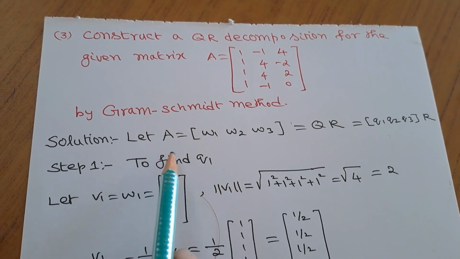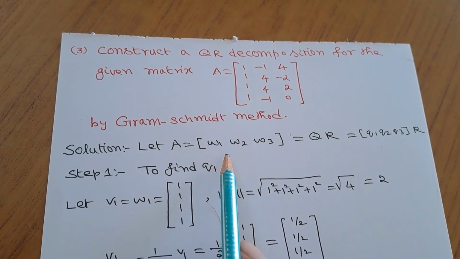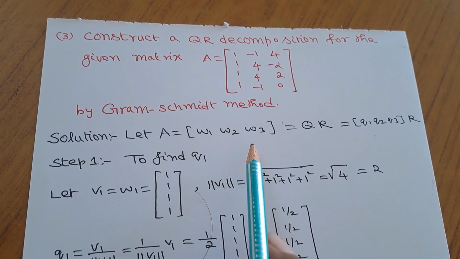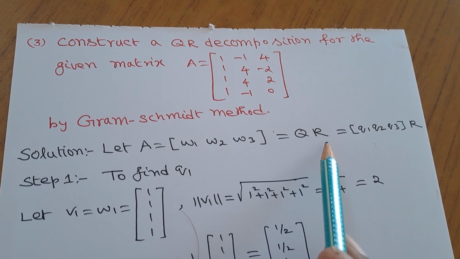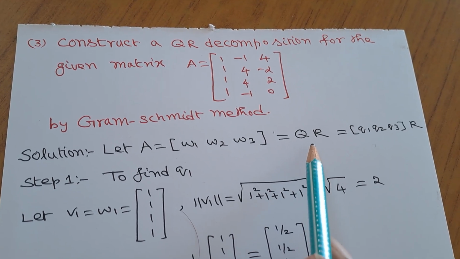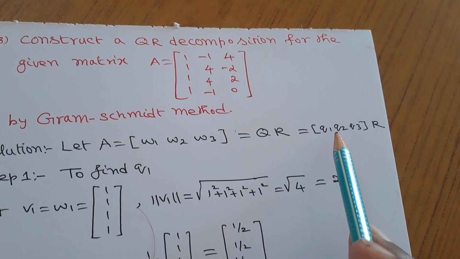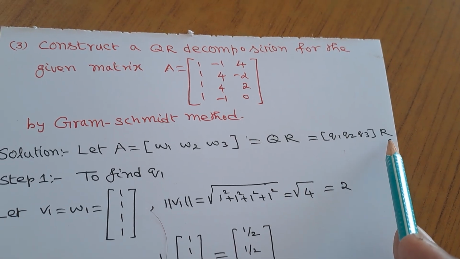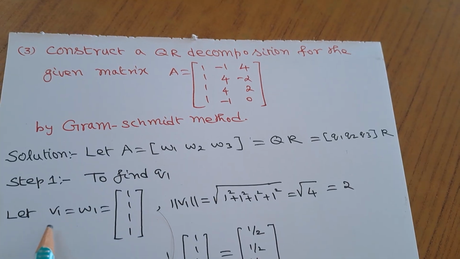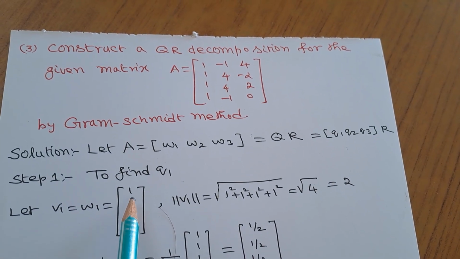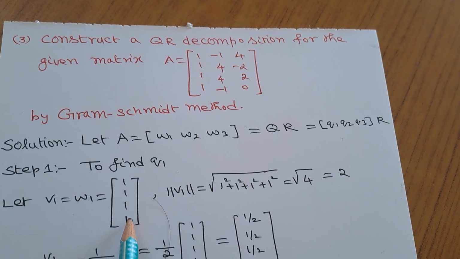Solution. Let A is equal to W1, W2, W3. So here there are 3 columns, so you can write it in the form of Q into R. That is the QR decomposition. You know capital Q is nothing but Q1, Q2, Q3, into capital R. Step 1. To find Q1, let V1 is equal to W1, the first column of the given matrix, 1, 1, 1, 1.